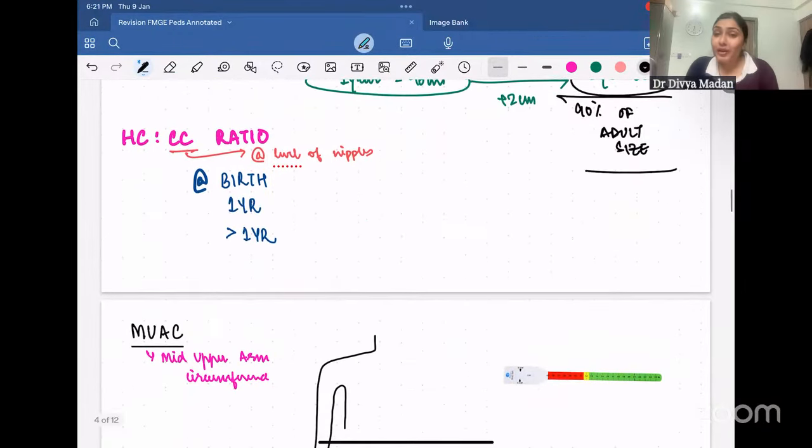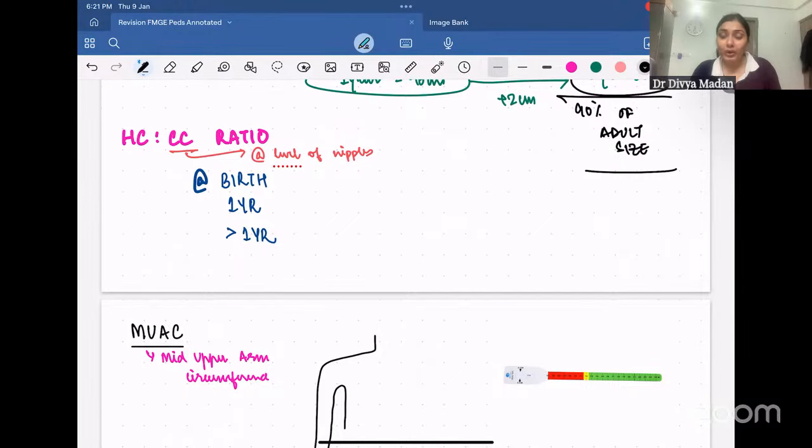Now that we are talking about head circumference, there is a very important ratio that we need to discuss. That is the head circumference to chest circumference ratio. Head circumference, we know how to measure. We take a measuring tape, place it posteriorly over the occiput, anteriorly just above the supraorbital ridge, overlap in the parietal region, and take three such readings and average that out. How do we measure chest circumference? We again take the measuring tape and measure the circumference of the chest at the level of the nipples. That is going to give me the chest circumference of that child.